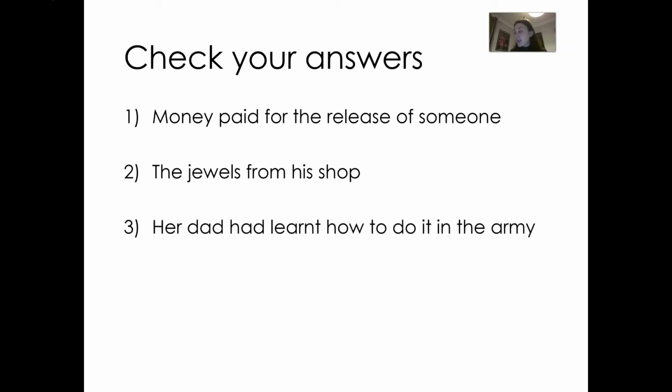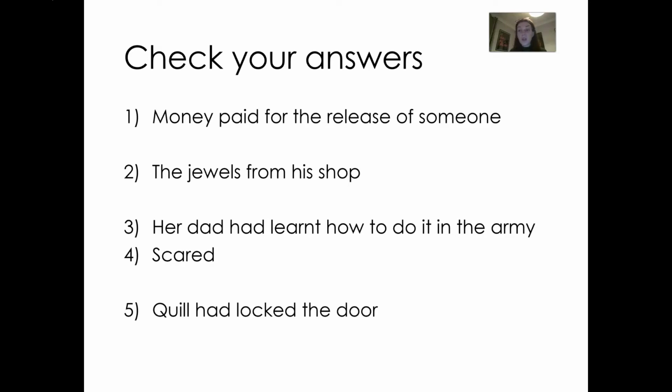Number 3, Angela knew what to do because her dad had learnt how to do it in the army, hadn't he? He'd taught her how she could turn out her feet or her wrists to make the rope loose. Number 4, when she was on the phone, Angela said she was feeling scared. Number 5, Angela couldn't escape the room because Quill had locked the door. You might have said the door was locked, that kind of thing. That will still be correct. And number 6, Angela used gum and a safety pin to remove the key from the door.